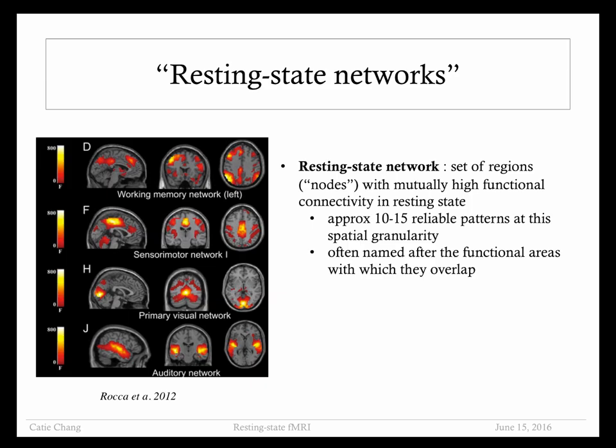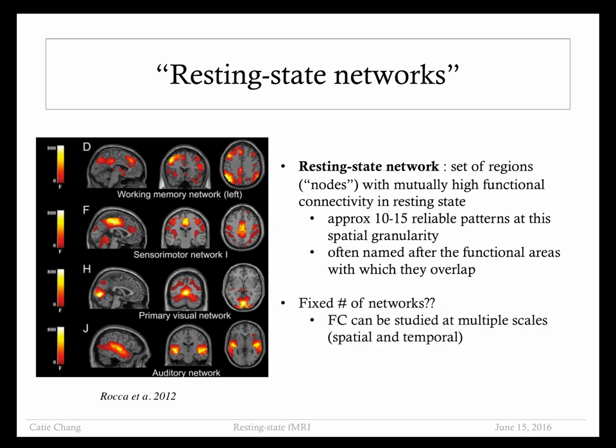However, it may be a little misleading to just think about there being a fixed number of networks running around in the brain, because we can choose to study network organization on different spatial and temporal scales or levels of detail, just as we can with refining different types of task paradigms. And so we can take any one of these networks and think about subdividing it even further into more tightly correlated subnetworks. And so that's just something to keep in mind.